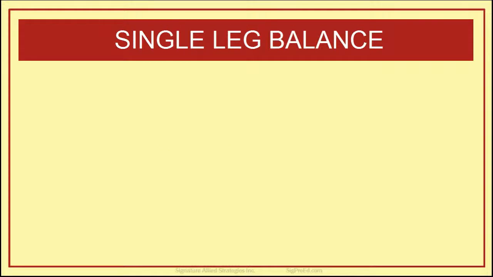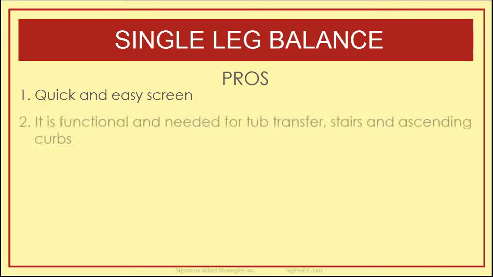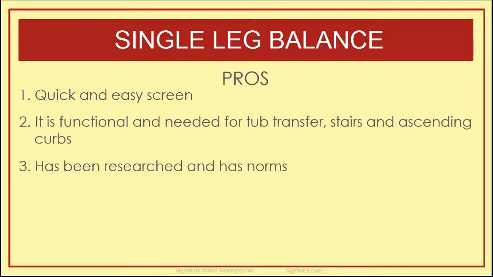Here's some of the advantages to the single leg balance. It's a quick and easy screen. It's functional as it's needed for tub transfers and ascending and descending curbs, as we had just mentioned. It has been researched and we have norms. It is also objective. Time is one of the most objective measures that we have.